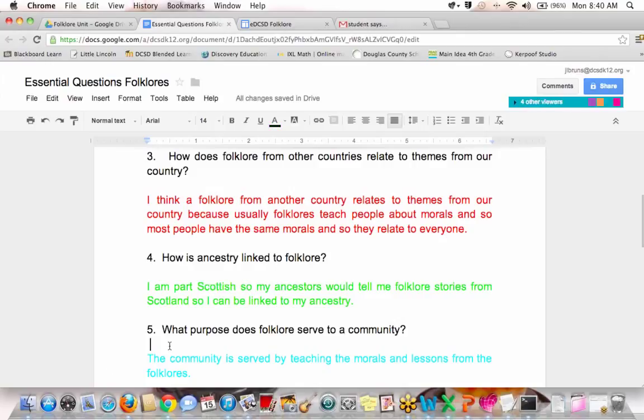And number 5, what purpose does folklore serve to a community? The community is served by teaching the morals and lessons from the folklore tales, I'm going to say, folklore stories.